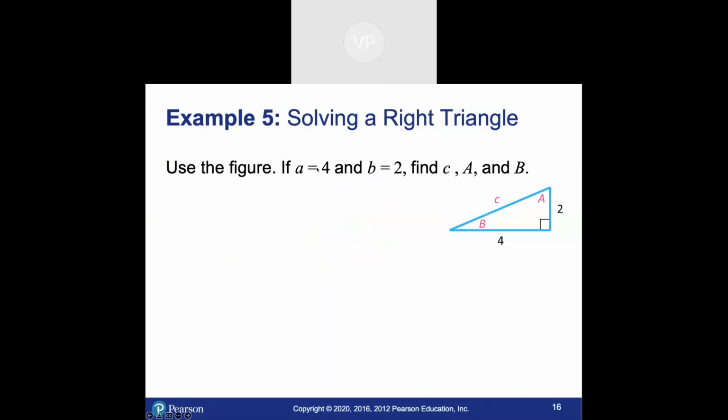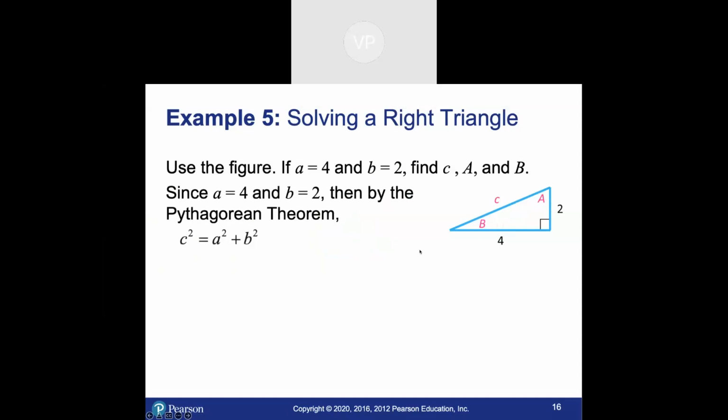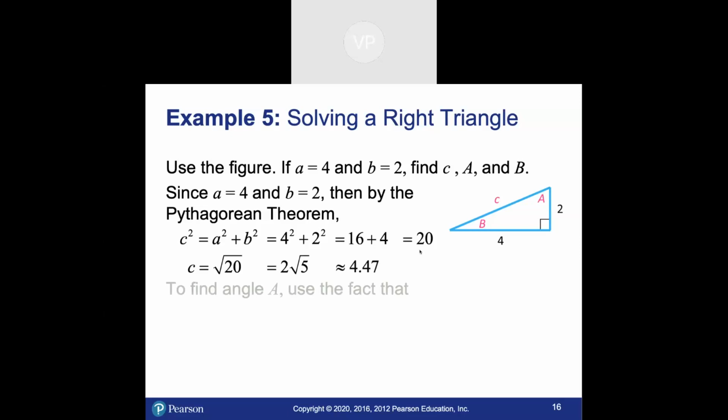Okay, so let me show you a couple more slides here. If A and B are 4 and 2, find C, angle A and angle B. All right, now this one's a little different, because now we can't use the 90-degree complementary angle since both angles are a mystery. What we can do is use the Pythagorean theorem to get that third side, and you see we get root 20 or 2 root 5. So that's C.